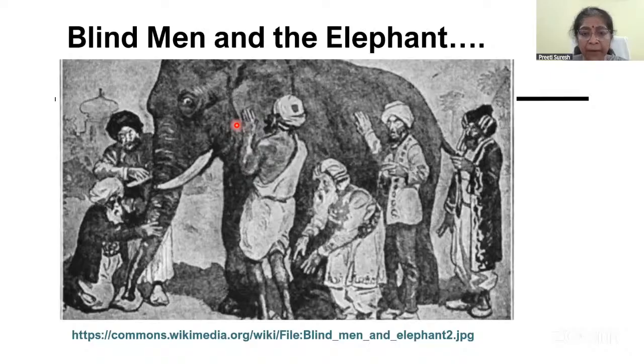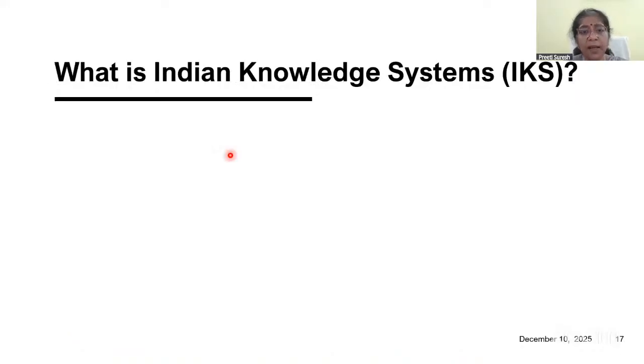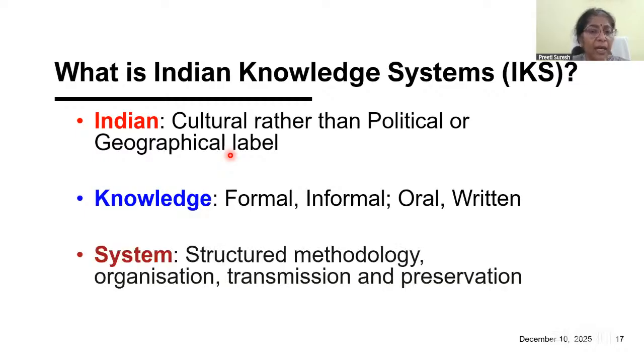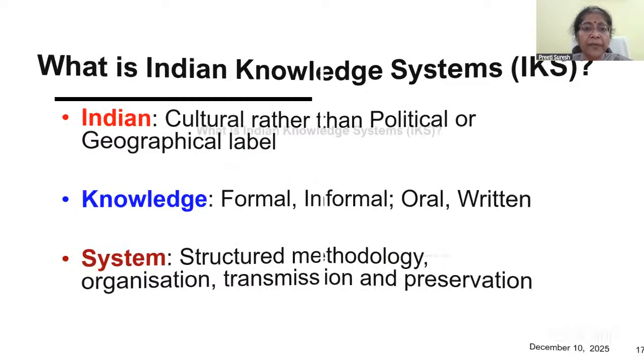So first and foremost, I think we should understand what Indian knowledge systems are. We see that it is made up of three words: Indian, knowledge, and systems, right? Now, to further understand what we mean by Indian, when we use the word Indian, it actually means the cultural Indian and not the political or geographical label of India as we know it today, right?